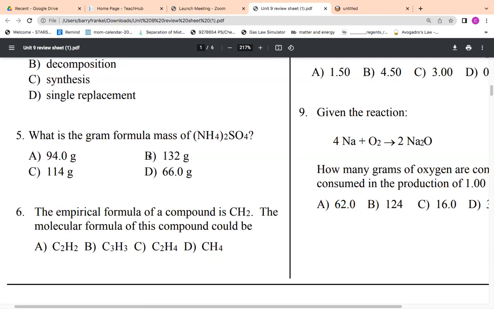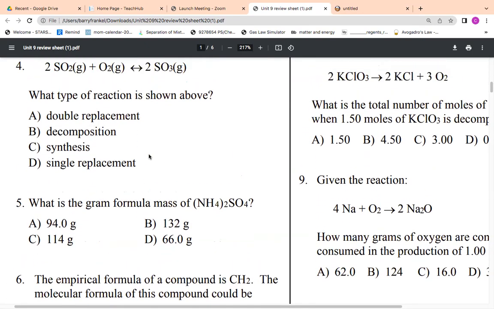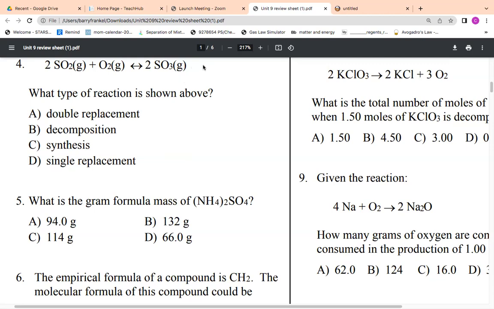Number 5, what is the gram formula mass of ammonium sulfate, (NH4)2SO4? Okay, so what we have to do, and again, gram formula mass is the same thing as molar mass, except that they are just asking gram formula, so you can just say it in grams, that's fine. So what we're going to do is look at all of the atoms.